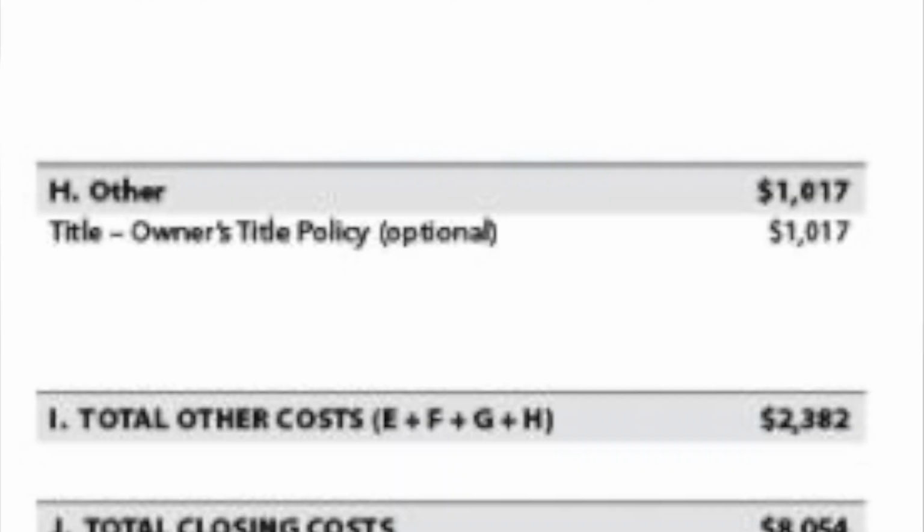And then you finally get to H. Those are any of the other costs associated with the loan that were unforeseen. Sometimes there's a condo questionnaire or something.